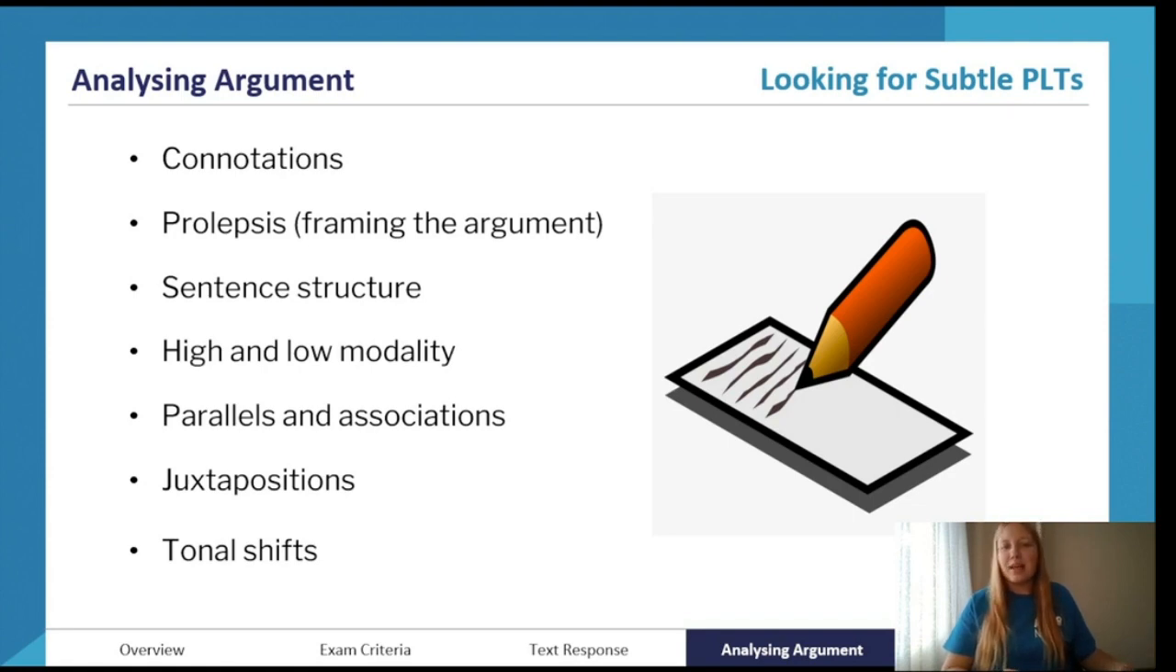And we have some other examples here. We can even talk about things like prolepsis, framing the argument, sentence structure, high and low modality verbs, which now you have a really good understanding of because we've run through that in the exam criteria section. Parallels and associations, juxtapositions, and tonal shifts. Tonal shifts, very important.